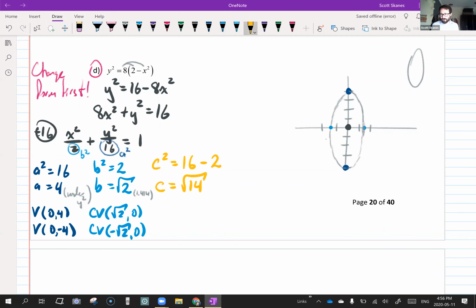My foci are, are they in the x direction or the y direction? They are always in the direction of the major axis, the longest axis. So what is root 14? Root 14 on my calculator, I'm getting that it's apparently around 3.74. About 3 3/4. So 1, 2, 3 and a bit. It's about there. You don't need to sketch it, but I recommend that you do. That's in the y direction.